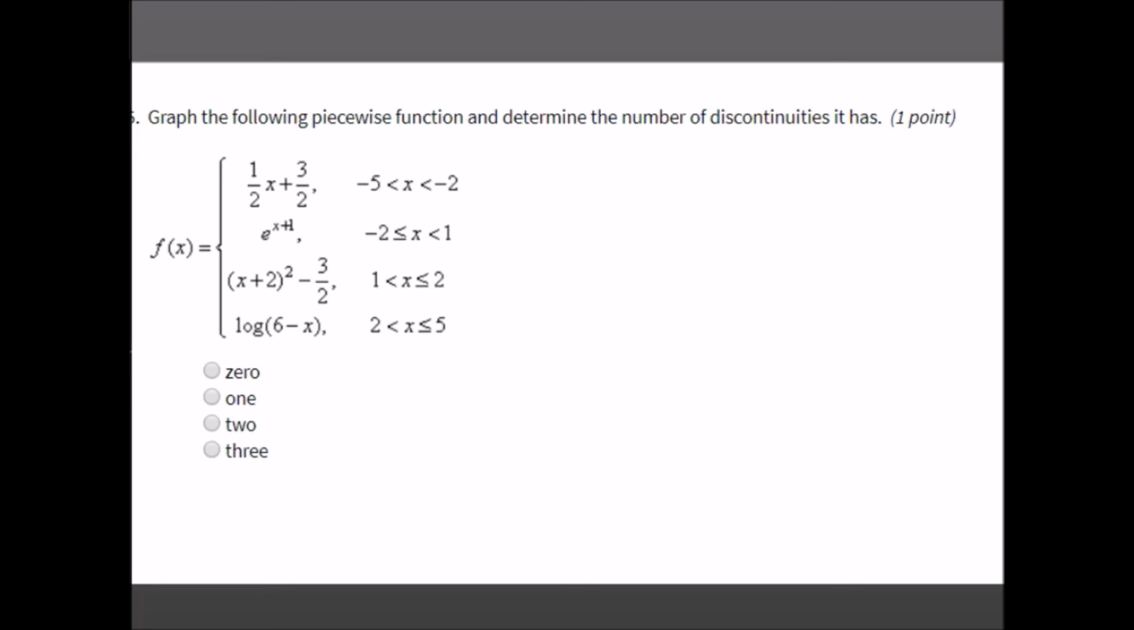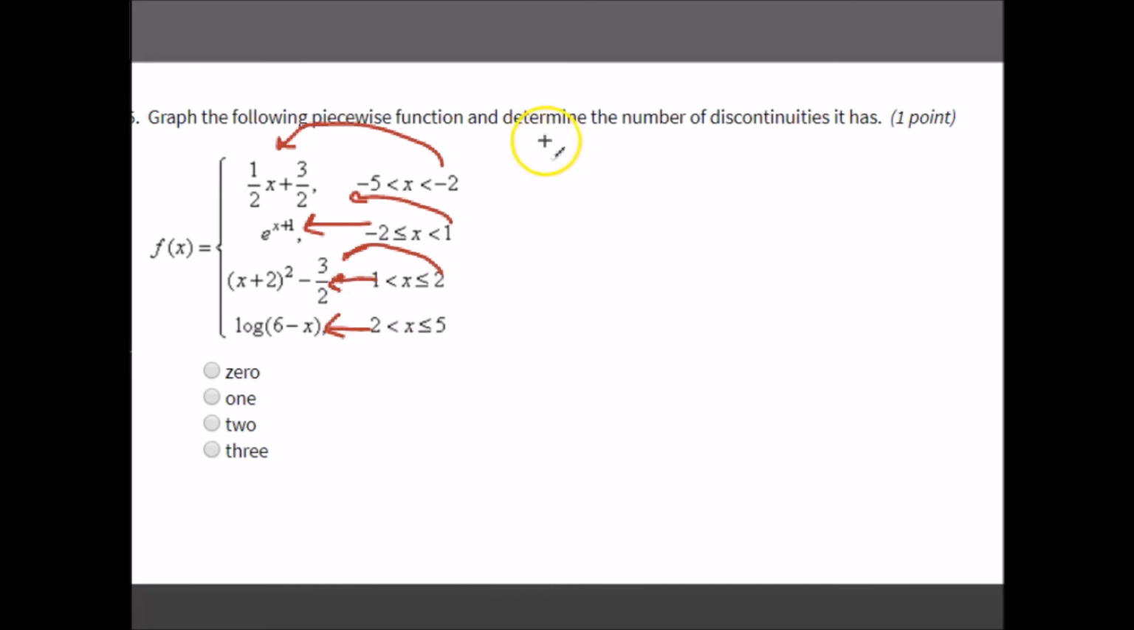All right, next one. Graph the following piecewise function and determine the number of discontinuities. Now you don't have to absolutely graph it; we could just check the breaking points, and that's what I'm going to do. I'm going to plug in -2 into this piece and this piece and see if they match up, because those y values have got to be the same as we break apart the different pieces. Then I'm going to put 1 in there and 1 in here. And then I'm going to put 2 in here and 2 in there. So we're going to have 3 different operations going on here, trying to see if they're equal.